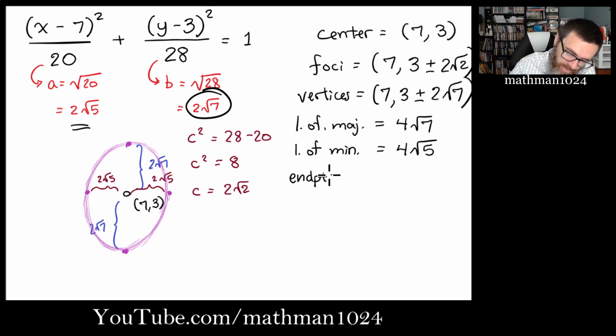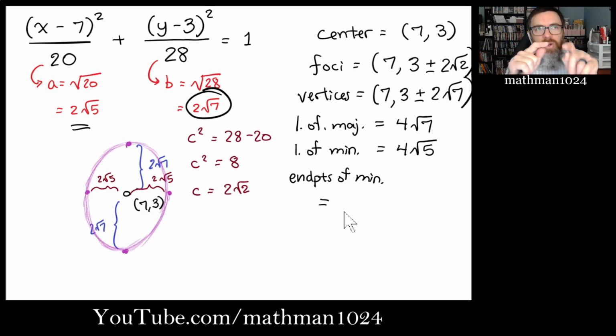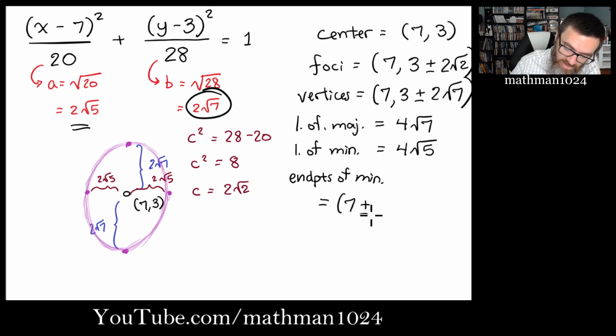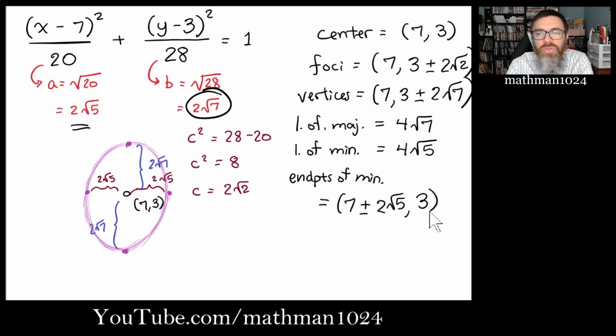And this is where we also talked about the endpoints of the minor axis. So for those endpoints, the minor axis is going in the x direction. So it's the x coordinate that's changing. The x starts at 7. You're going to the right and to the left by this smaller number. So 2 square roots of 5. And the y coordinate, 3, stays the same. So those are the endpoints of the minor axis. Again, it's going in the x direction because the number underneath the x is smaller than that underneath the y.